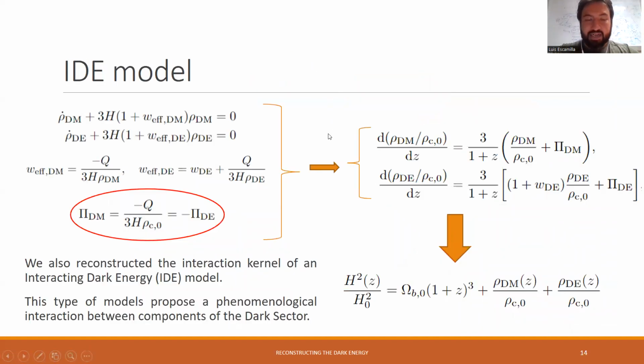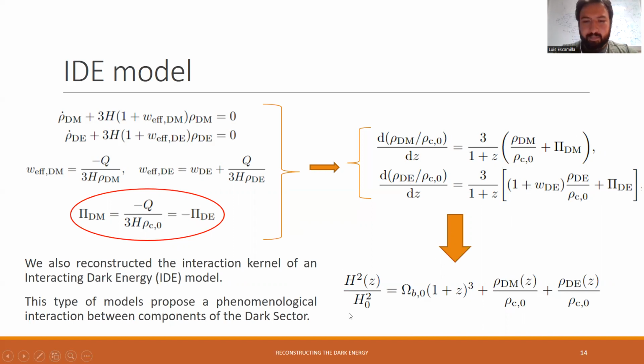Next, we have an IDE model. We also reconstructed the interaction kernel. IDE stands for interacting dark energy. This means that we have an interaction between the dark energy and the dark matter. It's represented by this Q right here, but we are reconstructing the letter pi right here. This is basically the same as this one, but it's dimensionless, so we can use it to numerically solve the differential equations here, and then we can recover the dark matter and the dark energy densities.